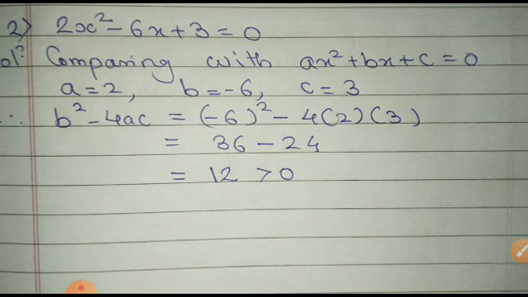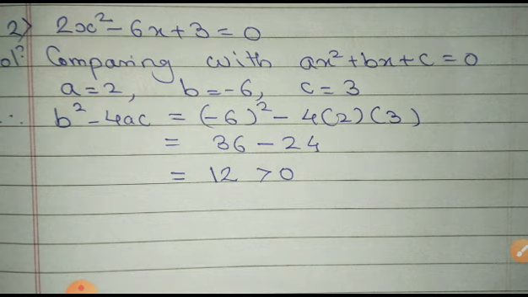Suppose I got the answer as minus 12. That means it is less than 0, and hence what you can write? In that case, there does not exist real roots, or it has no real roots. If it is so, no need to find further. Is that clear? Now in this question we have got discriminant as 12, so the roots will be distinct. That means we will get two distinct real roots.